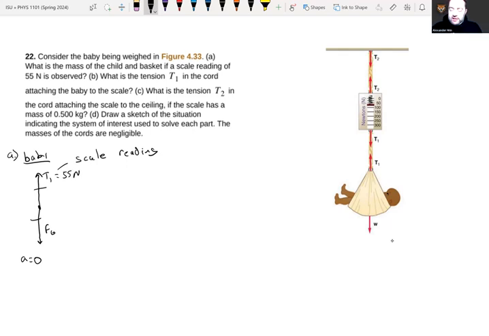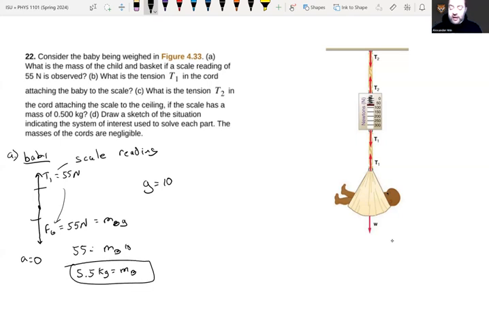Which means if those are equal, because acceleration is equal to 0, then the force of gravity is also 55 newtons. That is equal to m, the mass of the baby, times g. I let g equal 10. You have 55 equals mass of the baby times 10, and you get 5.5 kilograms equals the mass of the baby. Do remember that SI is in kilograms.